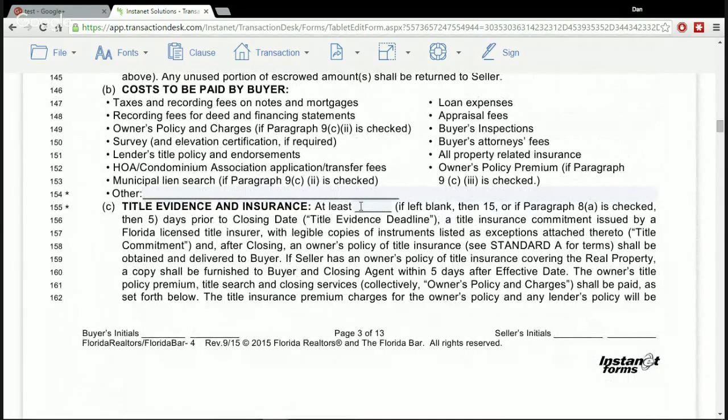9C, title evidence. So the big thing here is that the seller is to deliver a title commitment. In other words, a letter laying out the conditions by which the closing title agent will be able to issue a title policy. So they're supposed to issue that, if it's a financing deal, at least 15 days, you see right here, 15 days prior to the closing date. If it's a cash deal, or if 8A, remember 8A is the cash component, then it's 5 days. So just something to remember.